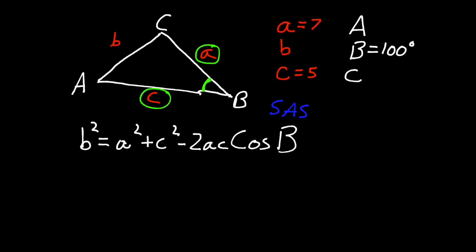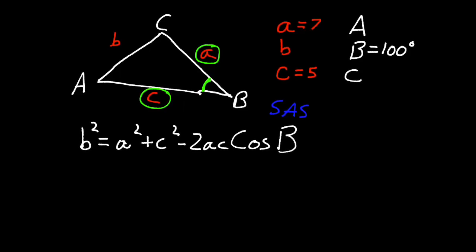We're looking for B, which is right here. We know A and we know C, and then we know the angle B. Remember, if we're doing a trig function, your calculator needs to be in degrees, not in radians. If you do it in radians, you are going to get a different answer, and it is not going to be what we are looking for.